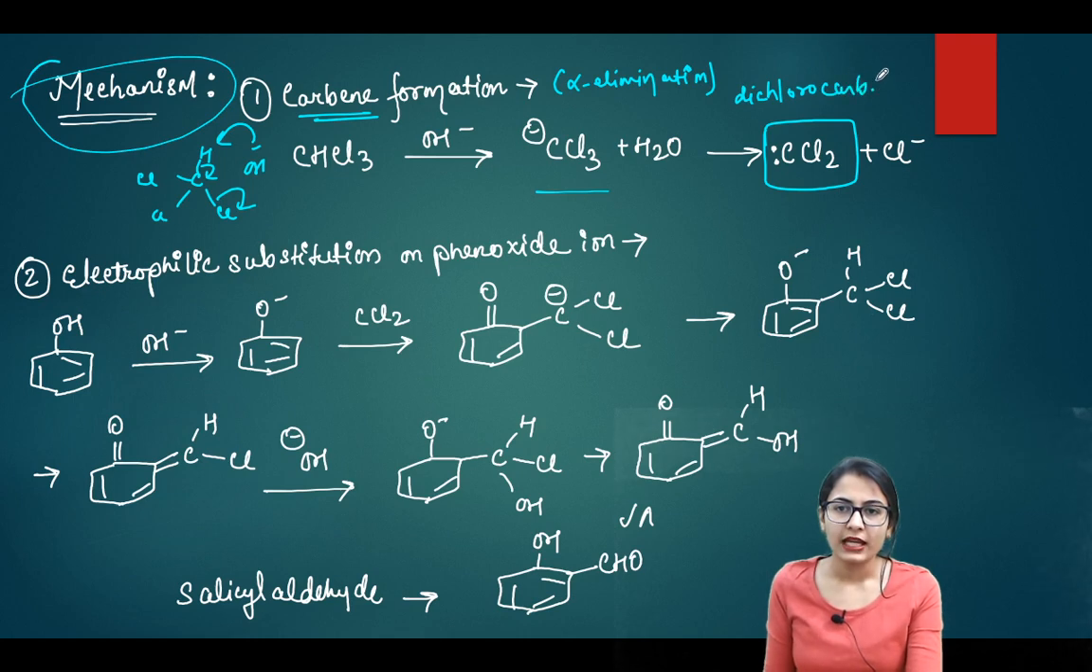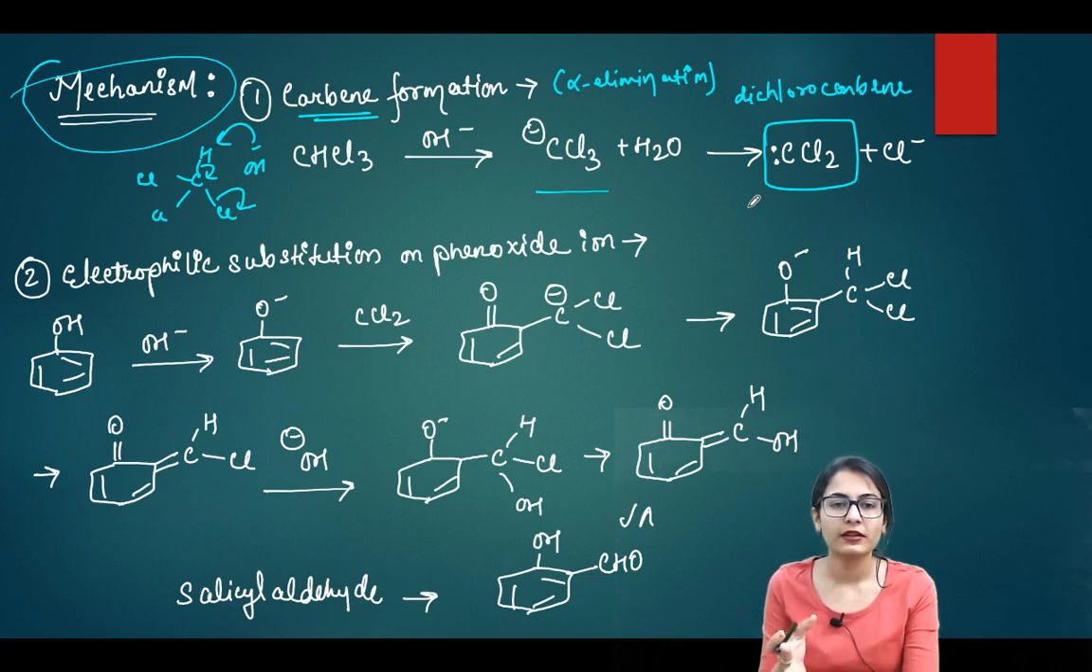This is dichlorocarbene. Now the carbene is a very reactive intermediate, and hence it's going to give us a very quick reaction, electrophilic substitution, which is the next step. Alright, so why electrophilic substitution only?